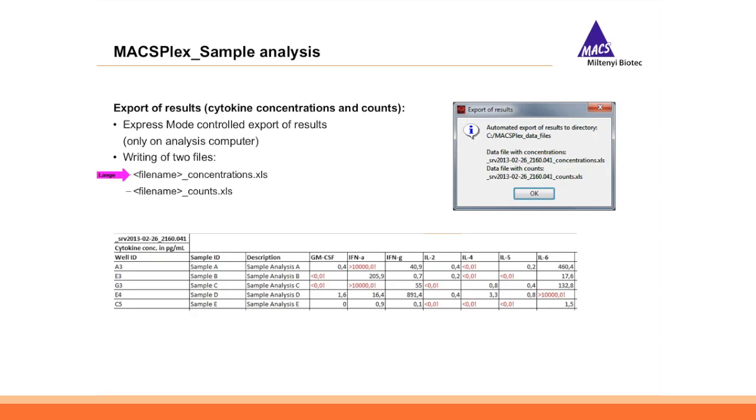And here we have an excerpt from the concentration export. So we have over here the identifying well ID, sample ID, and description to define or to identify your samples. And then over here we have the analytes and the correlating cytokine concentrations out of your analysis.